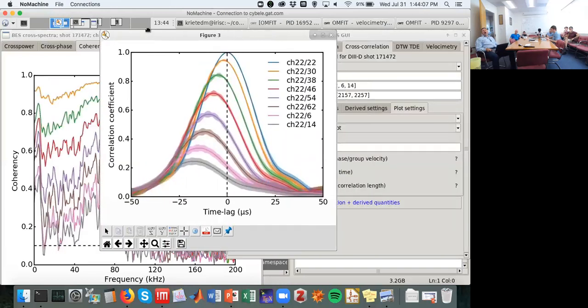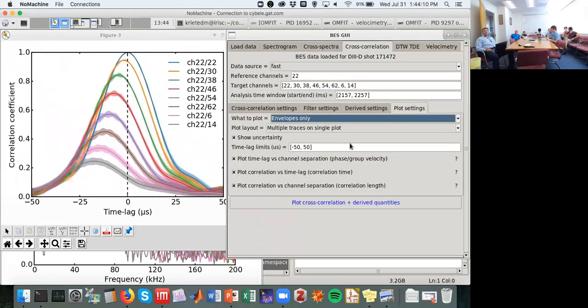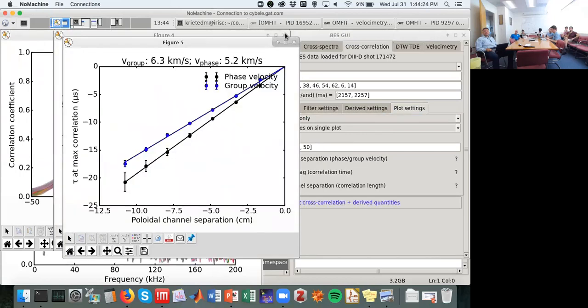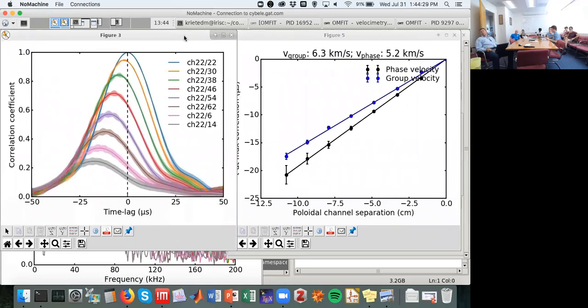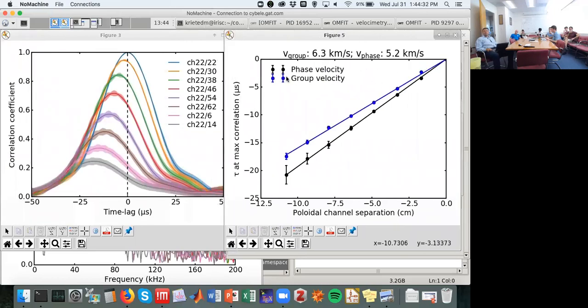All right, so now I'll get into those other graphs that are what you actually care about, because those are the graphs that are used to calculate the physical properties of the turbulence you care about. So this first one is a plot of the time lag at which the correlation function peaks versus the spatial separation between the channels. So basically, these black data points, which are the blue data points, called group velocity, are the peak locations of these envelope functions plotted versus the channel separation.